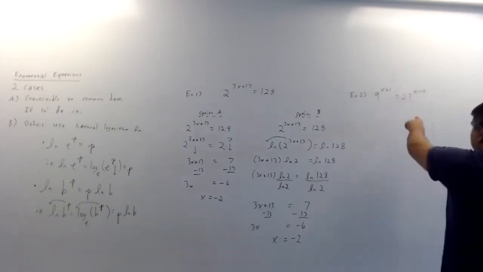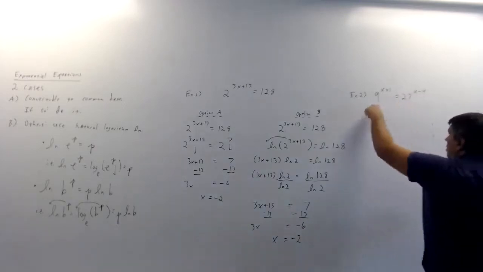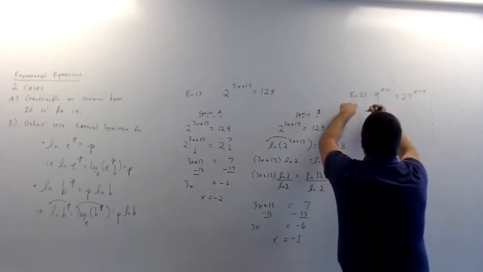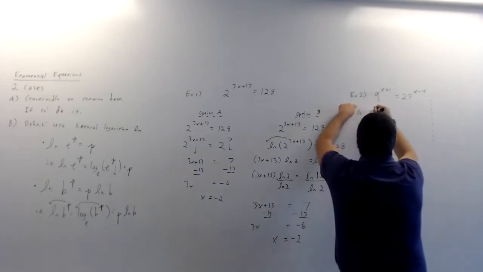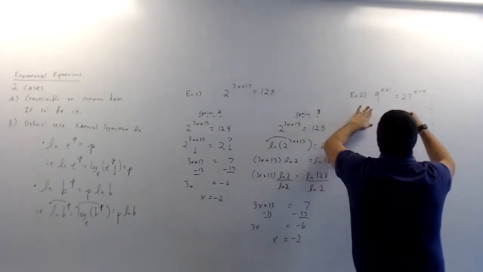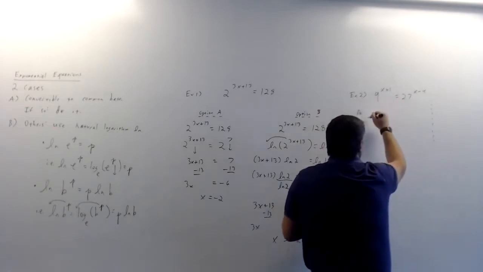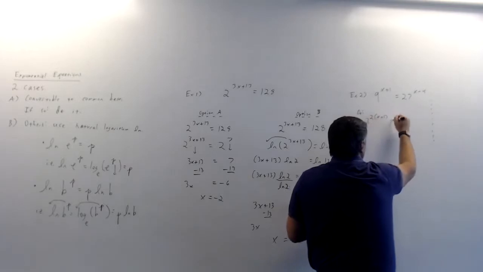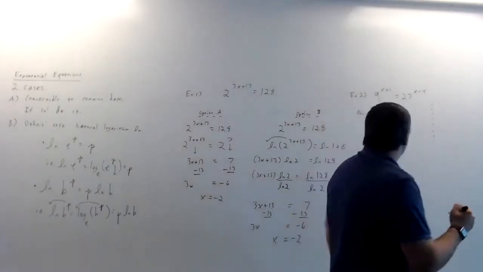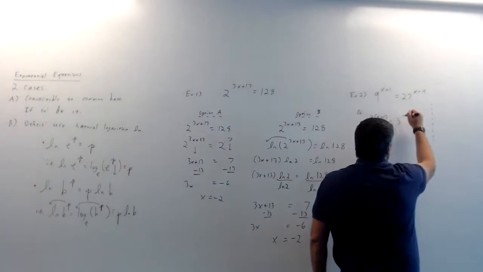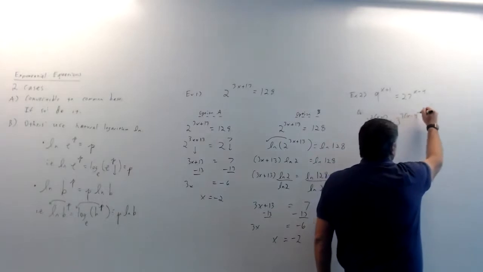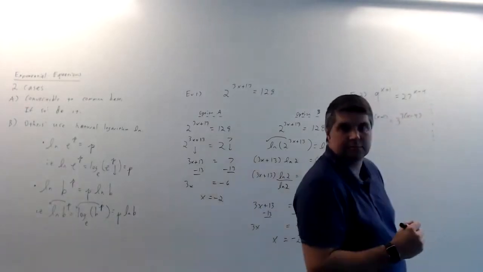Now, on this one, these are both powers of 3. So I'm going to rewrite this. 9 and 27 are both powers of 3, so I'm going to rewrite this as 3 squared, put the original exponent in parentheses. 27 is 3 cubed. Put the original exponent in parentheses.